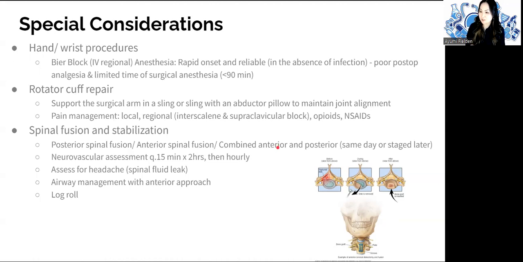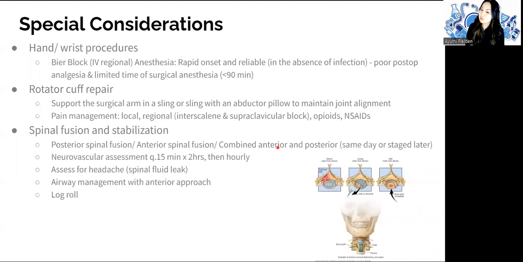Posterior spinal fusion. Spinal fusion can be done in different ways. It could be from the back, posterior, or it could be anterior, or it can be combined, both anterior and posterior. And it can be done on the same day, or it can be staged to a later day.